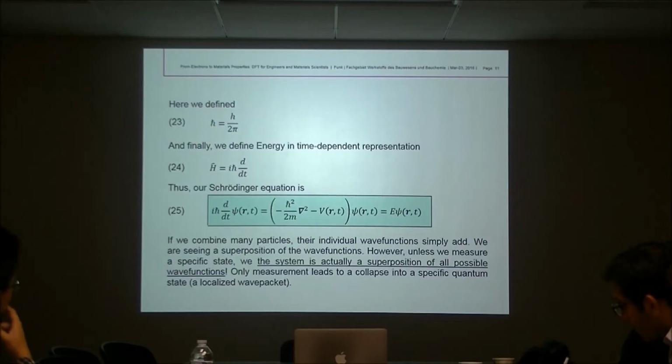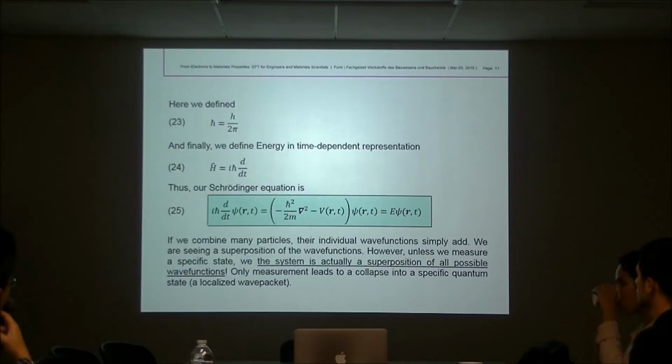And as soon as we measure, it leads to a collapse into a specific quantum state. A quantum state is a localized wave packet, which is formed from all the wave functions of all the particles. So probably there's always a very dominant wave function, which is the ground state of each particle. But in principle, we are not limited to this. And if we measure differently, we obtain a different result.